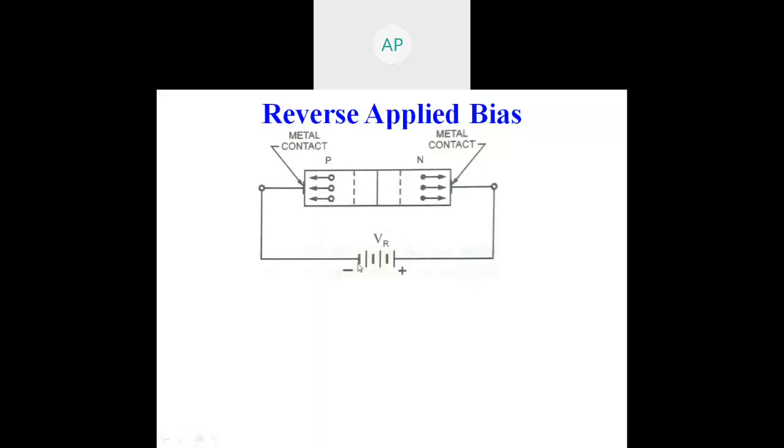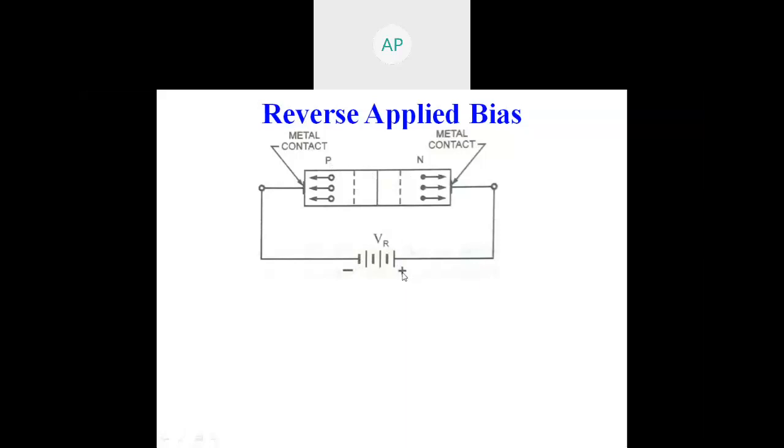Now, if we apply the negative terminal to the P side and the positive terminal to the N side, the positive terminal will emit positive ions and the negative terminal of the battery will emit negative ions. So these negative ions will combine with the positive ions or positive carriers available near the depletion layer.